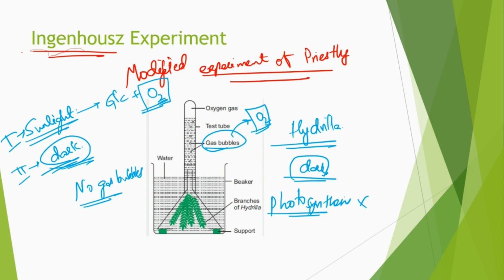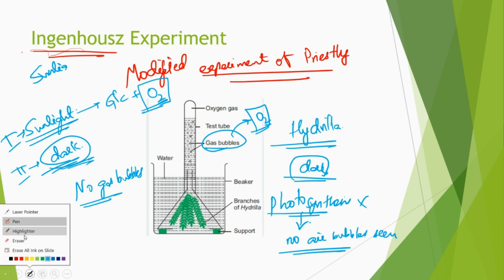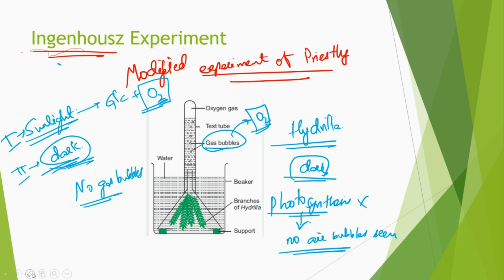There is no photosynthesis taking place in the dark, or very little photosynthesis actually takes place in the dark. As a result, no air bubbles are seen, because no oxygen is being released. So Ingenhousz's experiment again suggests that sunlight is essential for the process of photosynthesis. It re-emphasizes that sunlight is a raw material. It is also required for the process of photosynthesis.